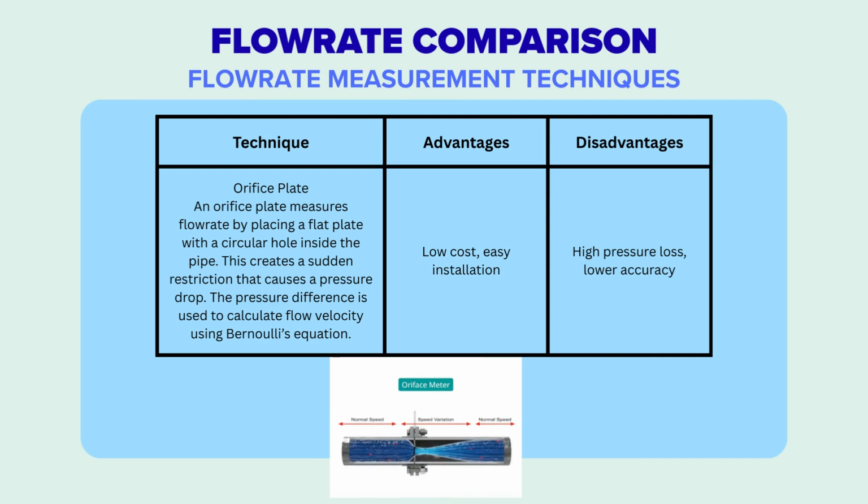Orifice plate. An orifice plate measures flow rate by placing a flat plate with a circular hole inside the pipe. This creates a sudden restriction that causes a pressure drop. The pressure difference is used to calculate flow velocity using the Bernoulli equation. Advantage: low cost, easy installation. Disadvantage: high pressure loss, lower accuracy.